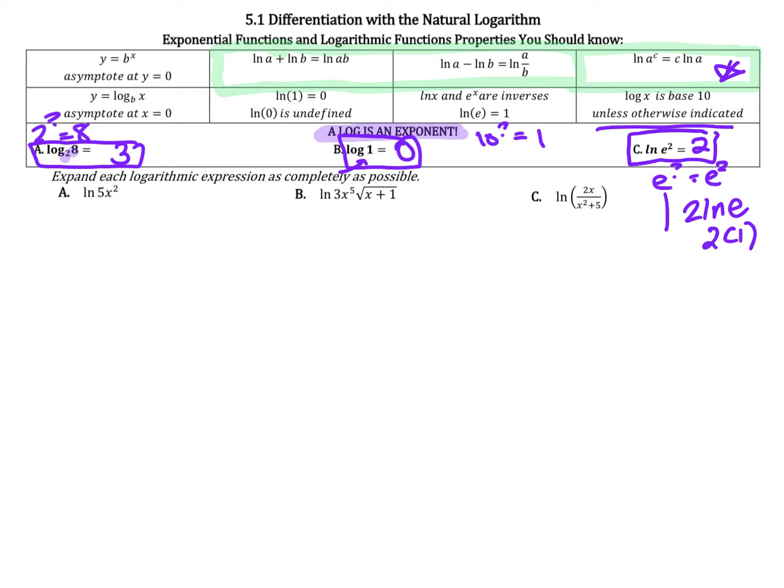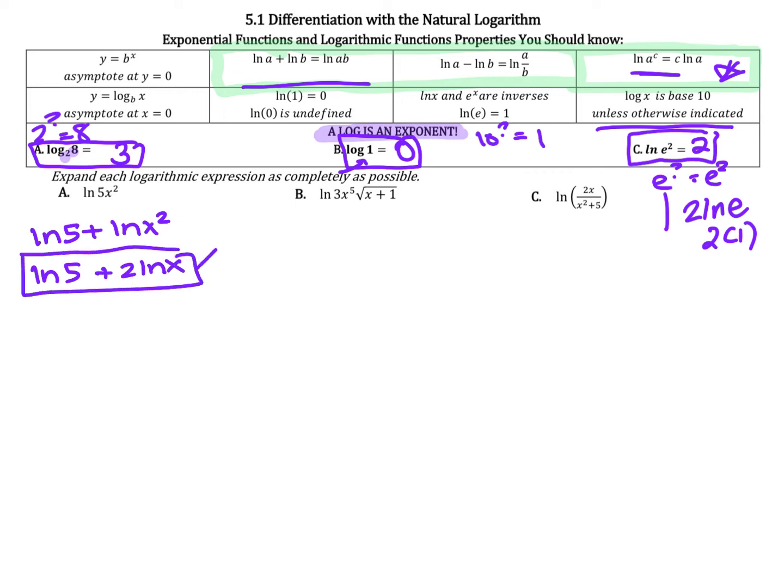So if I want to expand natural log of 5x squared, I'm going to use this property here. I am multiplying those things. That means I can split them apart with addition. But I could actually expand that further using this power property to say that this is natural log of 5 plus 2 natural log of x. These 2 expressions are equivalent, but one of them is expanded out. And again, you're going to see that expanding it out is going to make your life a lot easier in this class.